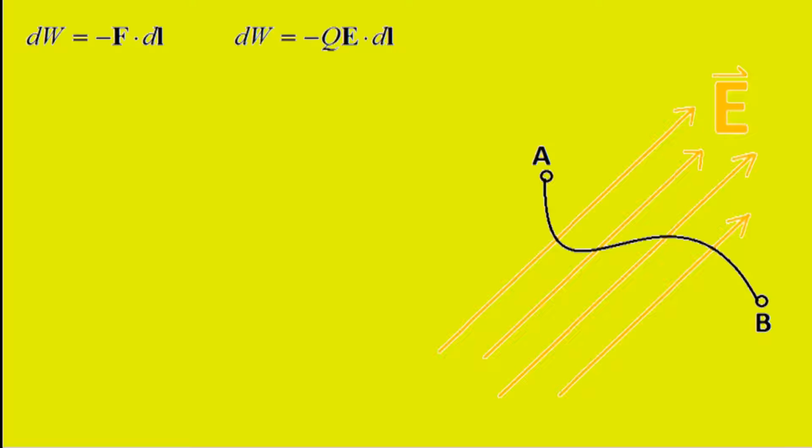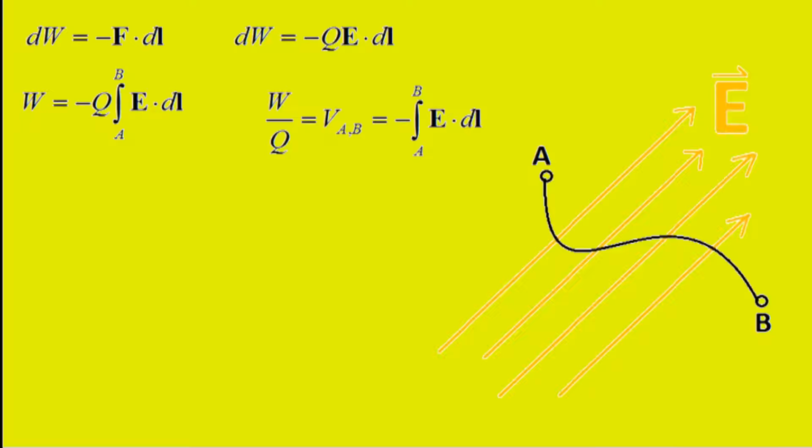Now we know that the electric force is equal to QE, so we will substitute that in our expression for work. We now integrate both sides and divide out Q. The term W over Q is the work per unit charge, which we call the electric potential, or the voltage.